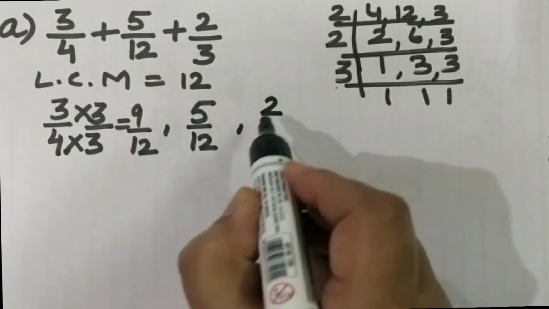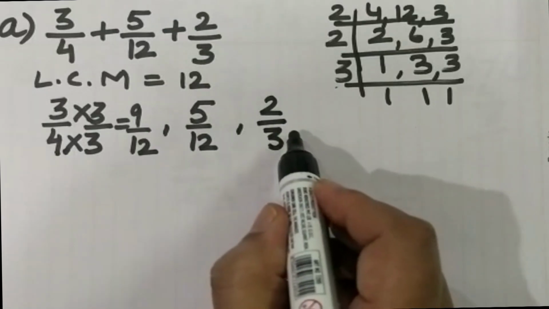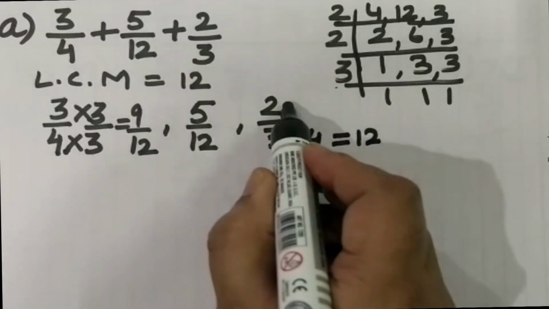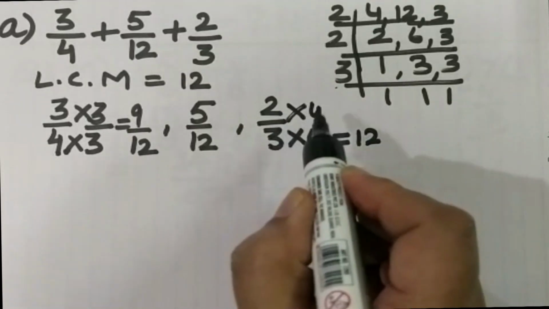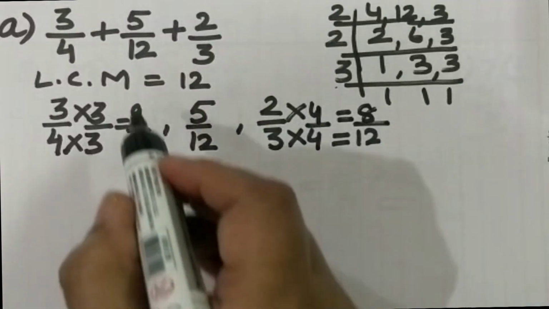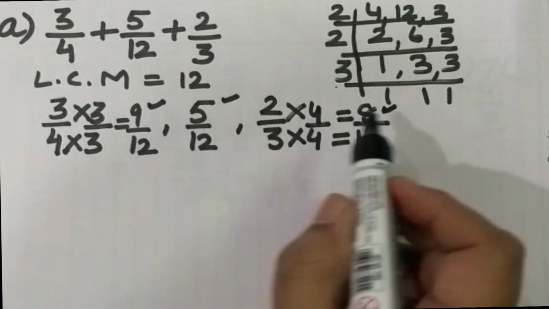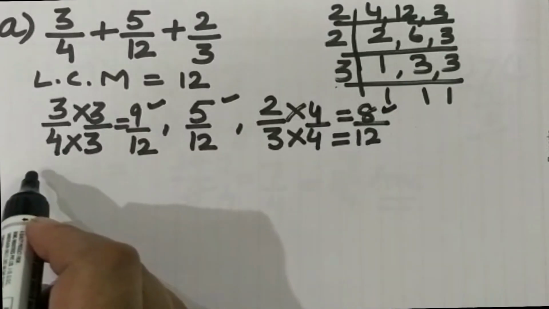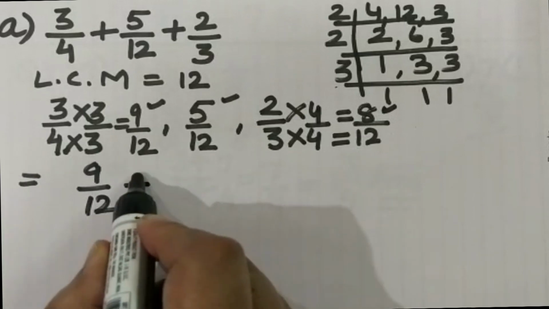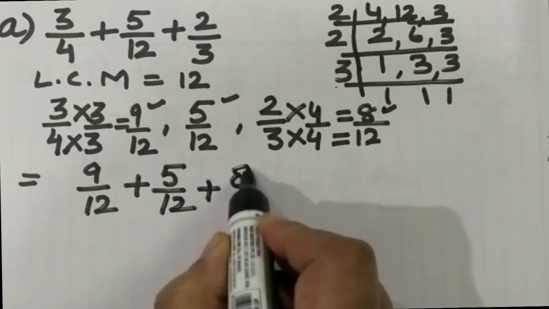Now see the next fraction, 2 upon 3. Here the denominator is 3. So 3 multiplied by 4 is 12. So it means we multiply by 4. It means 4 times 2 is 8 upon 12. So we get 9 upon 12, 5 upon 12 and 8 upon 12. It means we get like fractions 9 upon 12 plus 5 upon 12 plus 8 upon 12.